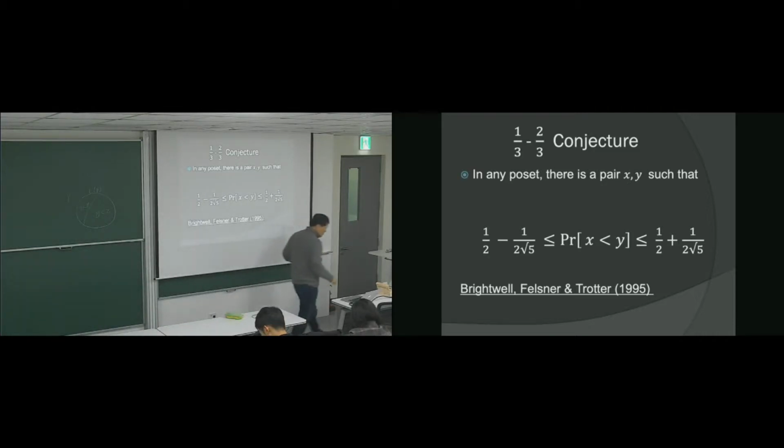Because the theorem says we know there is this pair for any partially ordered set, so I choose that one. This one is 1 minus delta, this one is delta. Then whatever the answer is, I always eliminate delta portion of the remaining possibilities. Then how many times do we need? So this is why we have log.